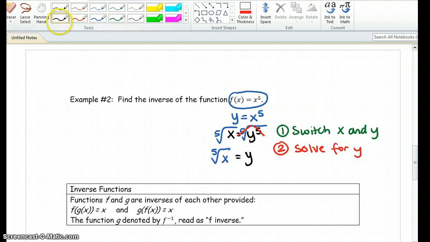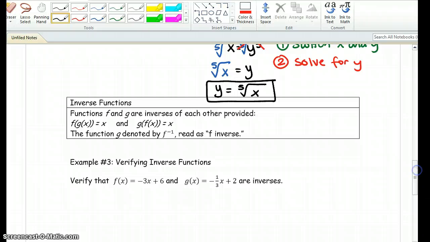So I'm going to just go ahead and write that. So it's y equals fifth root of x, where the y is on the left side. Not that it's wrong the other way, but I just like to see the y equals first. Alright, so we figured out the inverse of that function. Let's keep going. Now, an inverse function has a definition.